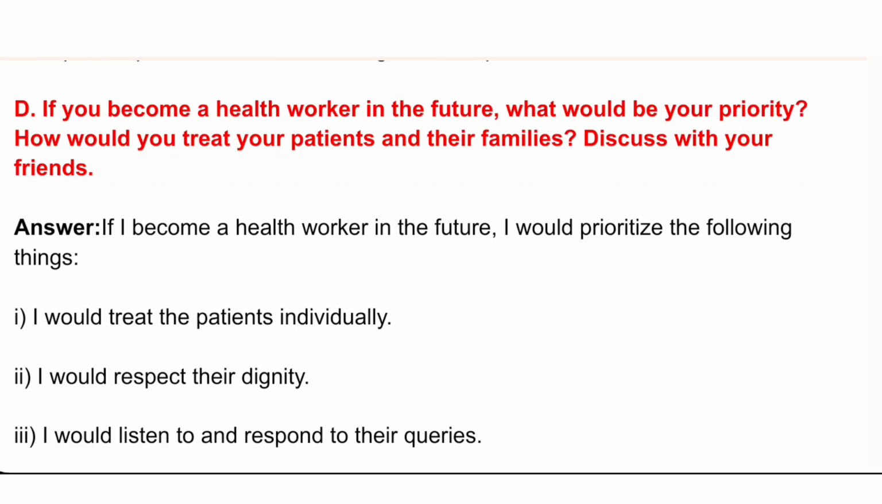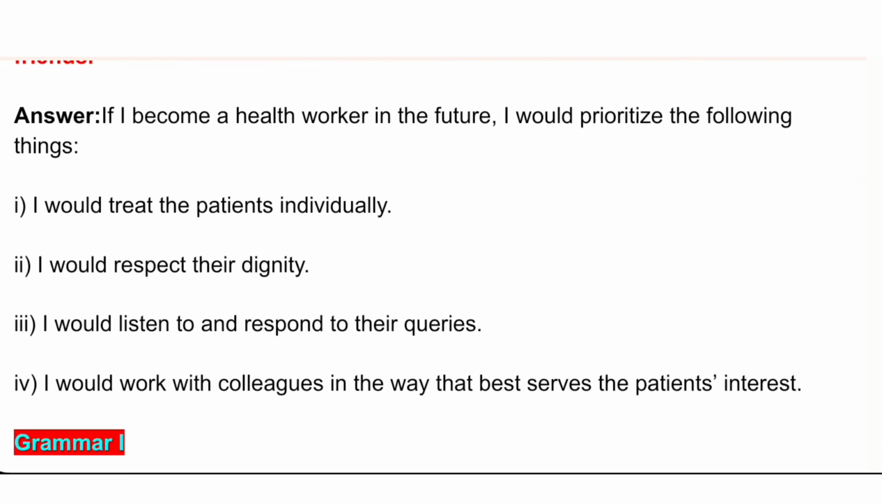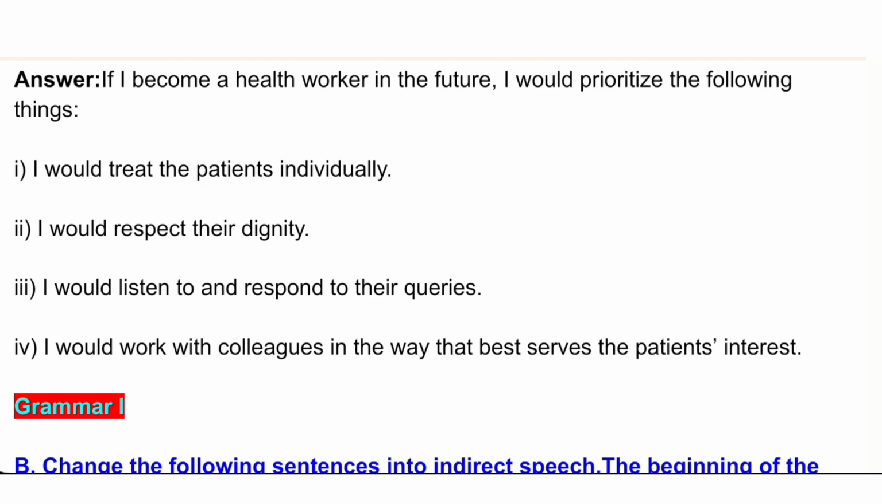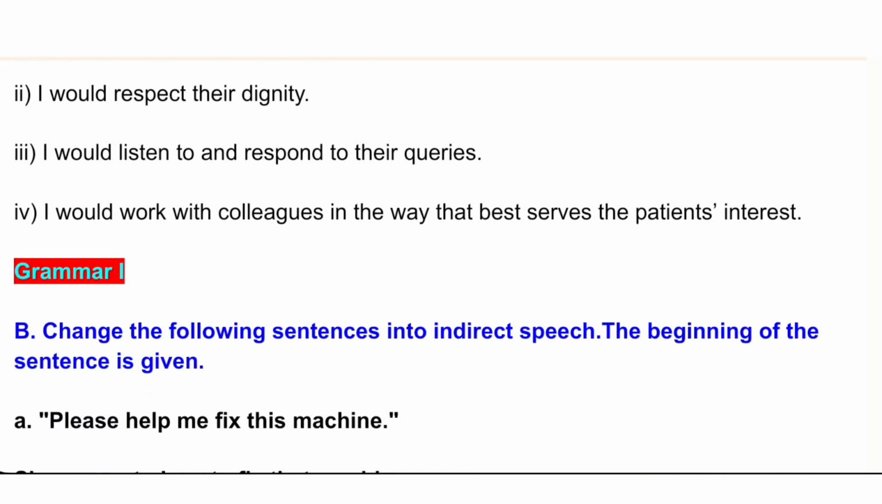Answer: If I become a health worker in the future, I would prioritize the following things. I. I would treat the patients individually. II. I would respect their dignity. III. I would listen to and respond to their queries. IV. I would work with colleagues in the way that best serves the patient's interest.